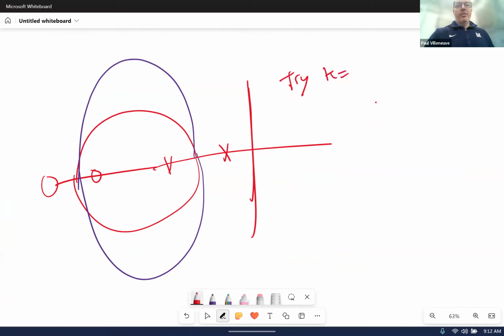Try K equal to 1 or 10, to do it right. Just try a bunch of different values of K, see what you get. All these points here are determined on those values of K. So if you're not sure what it looks like, try a few points. It doesn't take you long.